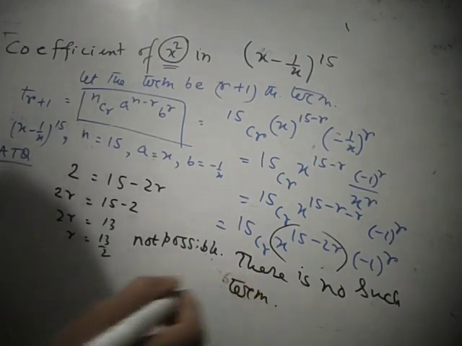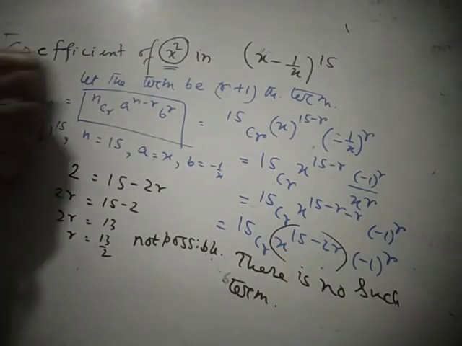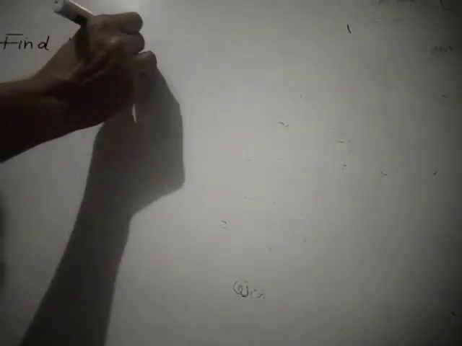If the r value in this expansion comes as a natural number, then we will find that term; if we get a natural number, we will put that in 15Cr into x to the power 15 minus 2r into minus 1 to the power r. Here it is not coming, so we will proceed to the next term. Now we will go to another type of sum, when given, find the coefficient of x square.